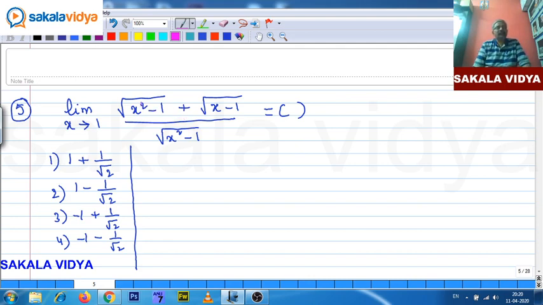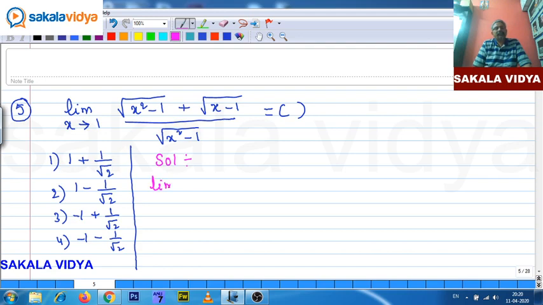Otherwise, root of x square minus 1 by root of x square minus 1, these two get cancelled, and this x square minus 1 can be factorized, that is x plus 1 into x minus 1. Root x minus 1 cancels, just substitute the limit. So that is also an easy method we have. So let us follow like this.